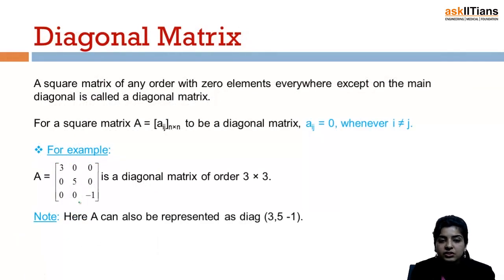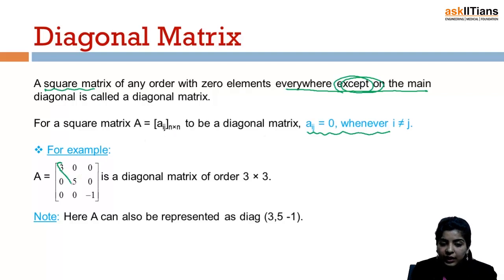Next I have is diagonal matrix. Again a square matrix of any order with 0 elements everywhere except on the main diagonal, right? So mathematically we can say Aij is 0 whenever i is not equal to j. So just remember that the non-diagonal elements are zeros, while the diagonal elements can be anything. They need not be same, they can be anything in case of diagonal matrix.